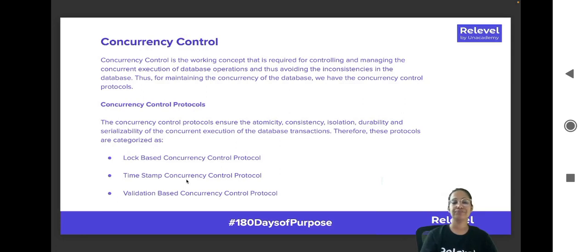Okay. So the concurrency control protocols ensure the atomicity, consistency, isolation, durability, and serializability of the concurrent execution of transactions. So we have a lock-based concurrency control protocol, a timestamp concurrency control protocol, and a validation-based concurrency protocol as well. Okay, so this is all we have, and we have talked about concurrency control and concurrent execution. This pretty much concludes our discussion here as well.